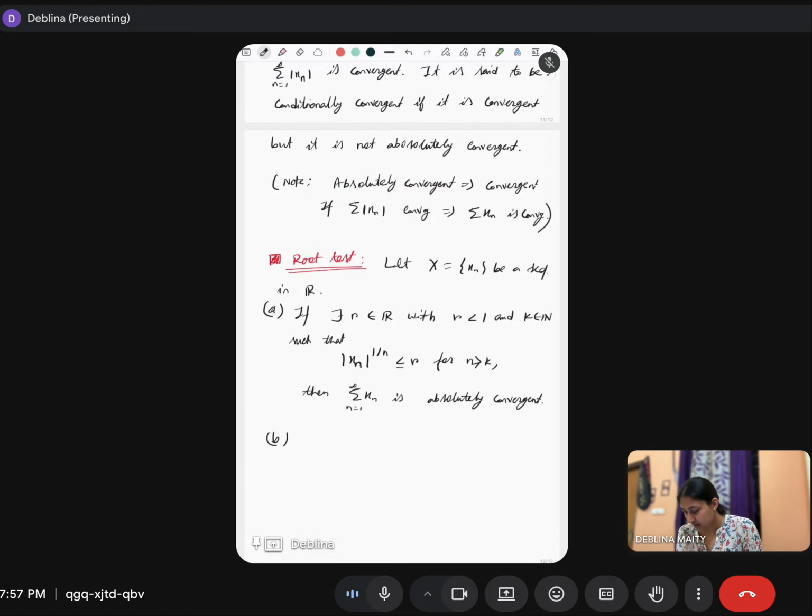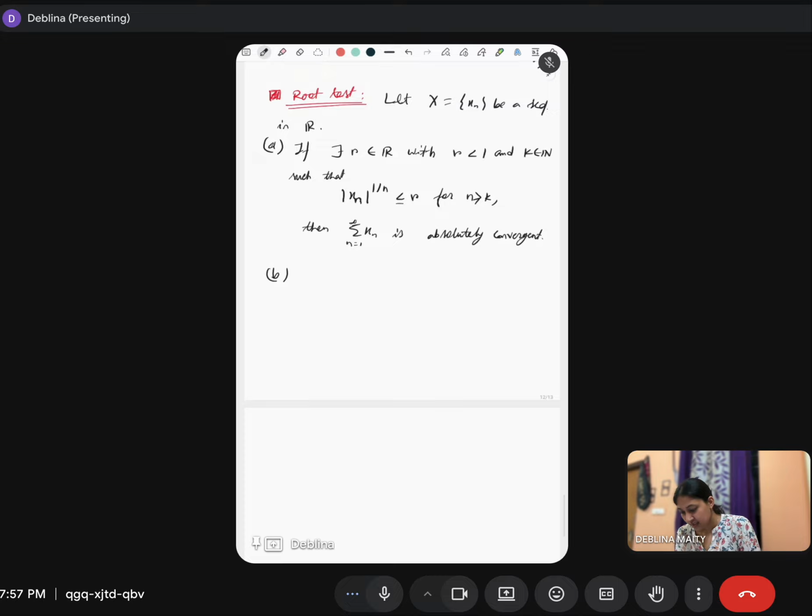And the second result is, if there exists k, a natural number, such that mod of xn to the power 1 by n is strictly greater than or equal to 1 for all n greater than or equal to k, then xn is divergent. This is the case if this B happens, right?